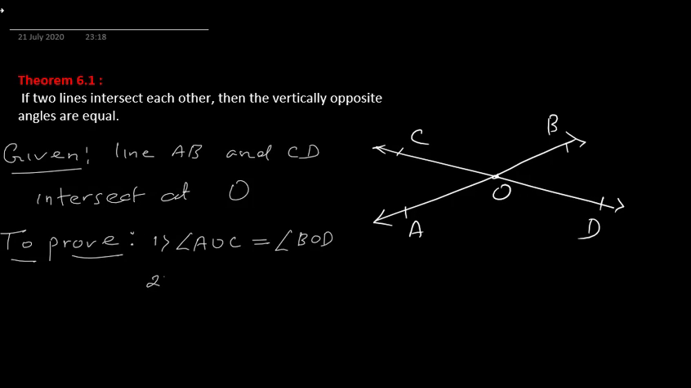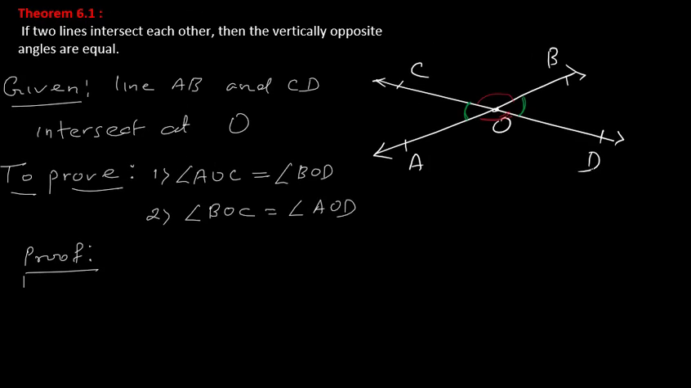And second, we have to prove that angle BOC is equal to angle AOD. So one, you have to prove that this angle is equal to this angle, and second, you have to prove that this angle is equal to this angle. They are vertically opposite angles, that we have to prove. So let us see how we prove. So we write proof.